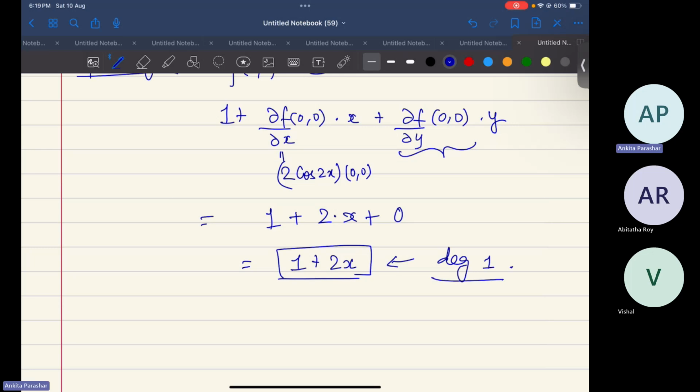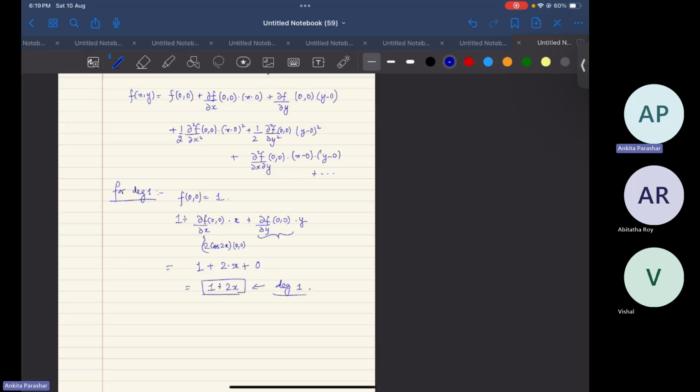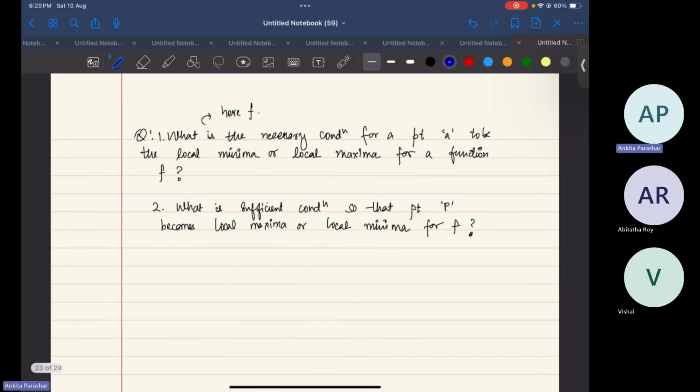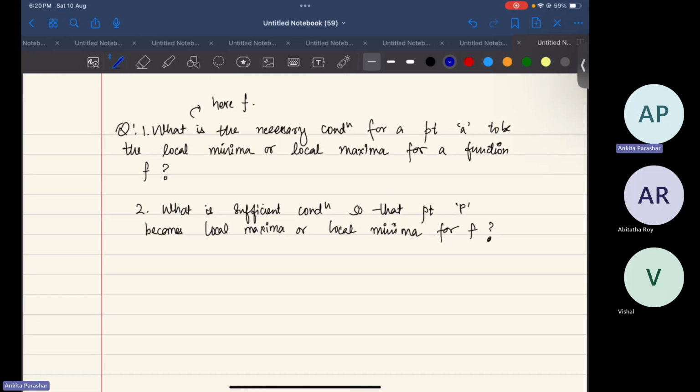And I think you can similarly compute your degree 2 and the higher degrees. So you should remember this Taylor expansion, then only you can compute it. I think this is pretty straightforward. Okay, here are certain other questions. What is the necessary condition for a point to be local minima or local maxima for a given f? This is necessary, not sufficient.